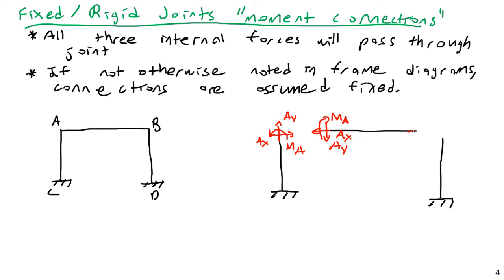Let's see. So then we would have BX and BX, BY and BY, and then some sort of MB and MB. Any questions on this kind of member internal forces definition items? Okay. All right.